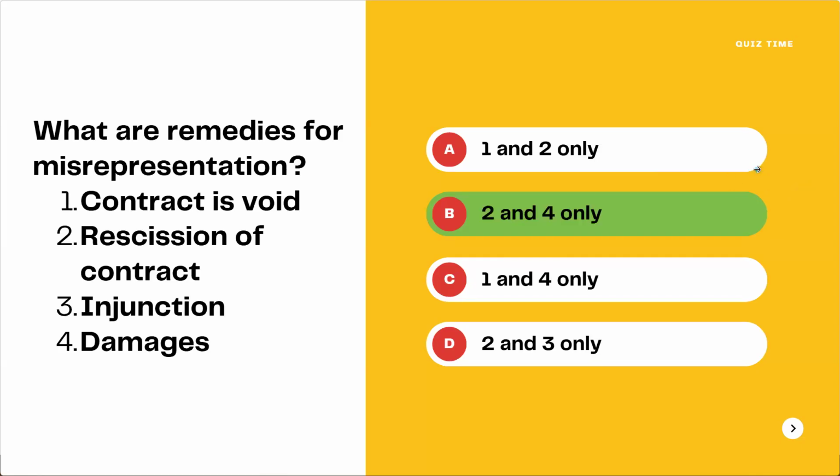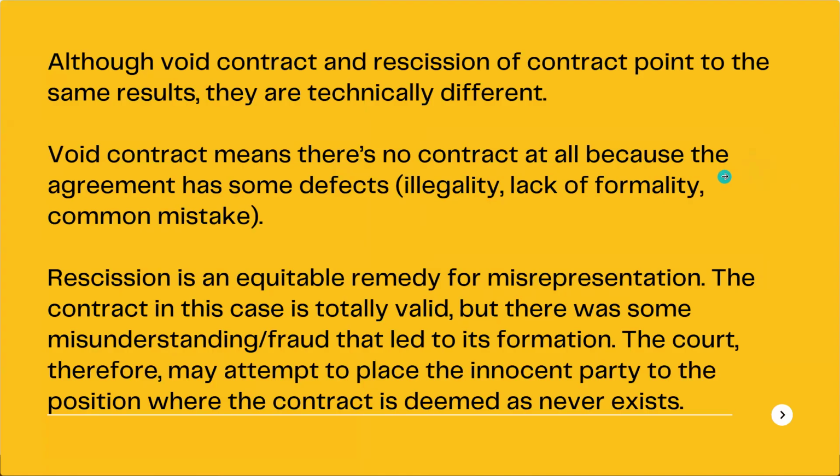This is very well defined in the study guide. A void contract here means there's no contract at all. But rescission is an equitable remedy, and it must be awarded by the court. So rescission is an actual remedy for misrepresentation.